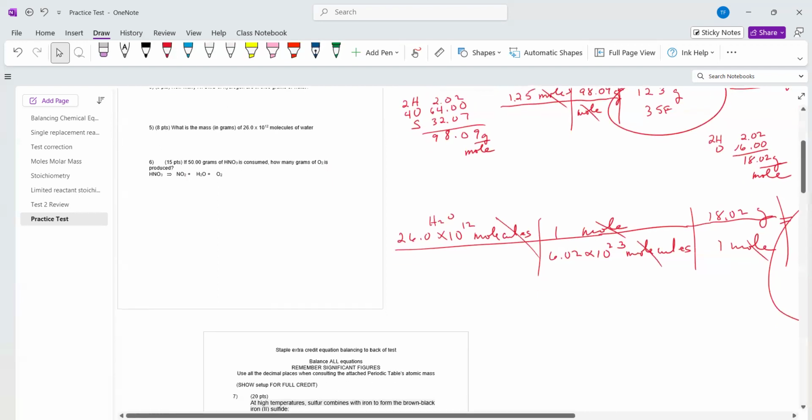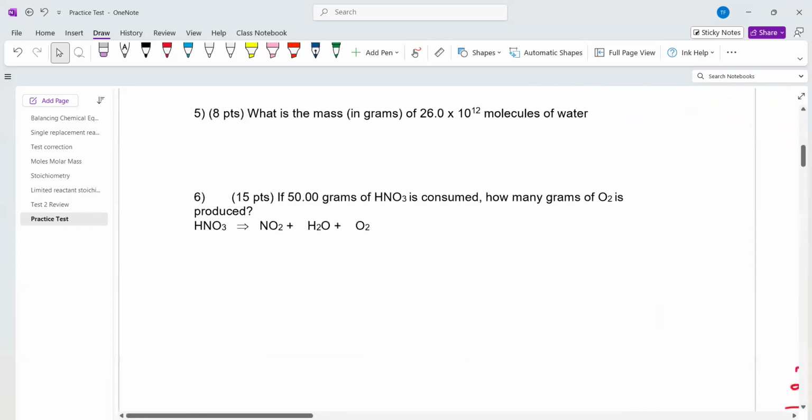Okay, so the next one here, we've got 50 grams of HNO3, which is nitric acid, is consumed. How many grams of oxygen are produced? Okay, so step number one is balance the equation if there's a reaction. Is this balanced as written? Let's see here. We have an H, N, and an O.